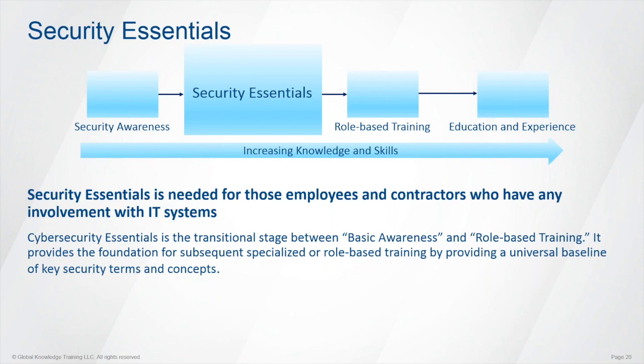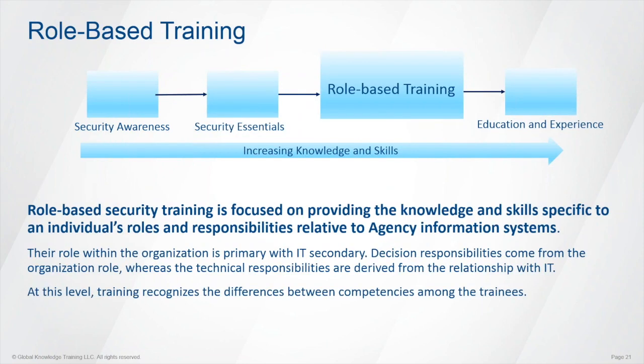The next level up is role-based training. So these are people who are actually in cybersecurity. These are people in the organization that have knowledge and skills, and they have to apply those knowledge and skills to protect the system. So at this level, we're starting to recognize competencies among the trainees. Some people are good at things, some people are less good, and they need more training or more practice, that sort of thing. But these are people who have a relationship with the IT that is cybersecurity related.